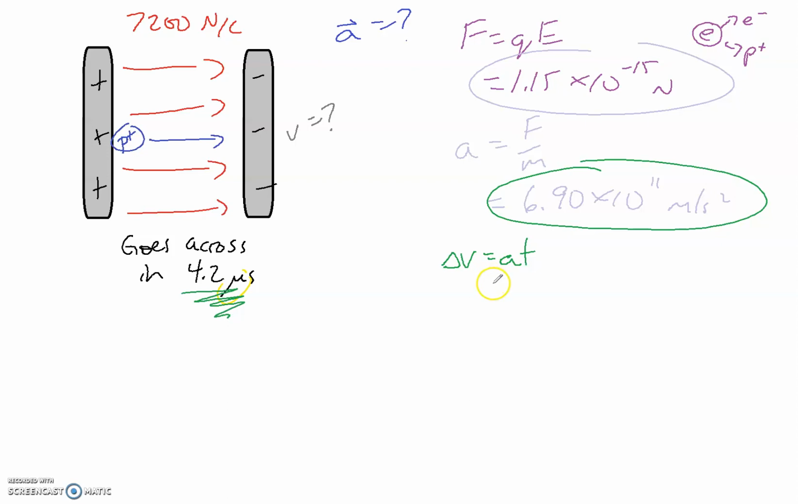And we can calculate the two things. We've got the acceleration of 6.9 times 10 to the 11 meters per second squared. Our time is 4.2 micro, or 4.2 times 10 to the negative 6. We multiply these two things out, and you should get a speed of around 2.9 times 10 to the 6 meters per second, which is just an unbelievable speed, like 3 million meters per second in 4 millionths of a second. That's just unbelievable.